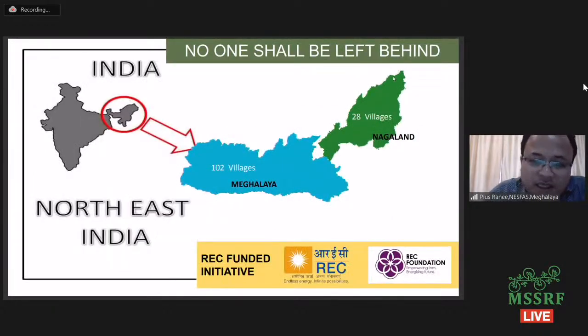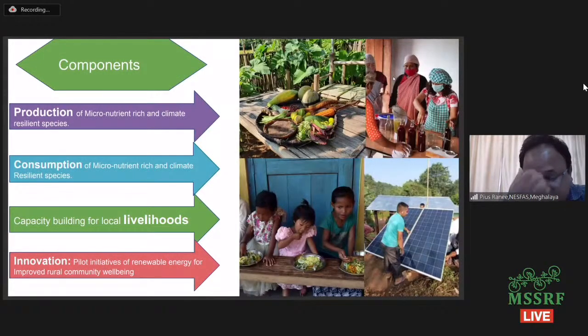So in 2018, all the way till now, with the support of a REC funded initiative, we work with 102 villages in Meghalaya and 28 villages in Nagaland. The project is the No One Shall Be Left Behind initiative, which is basically addressing this concern that we have. Under this project, we have four major components, which is a very holistic approach. We are looking from production, from consumption, from livelihood, and also introducing some of the innovative activities that we would like to address while dealing with the communities.